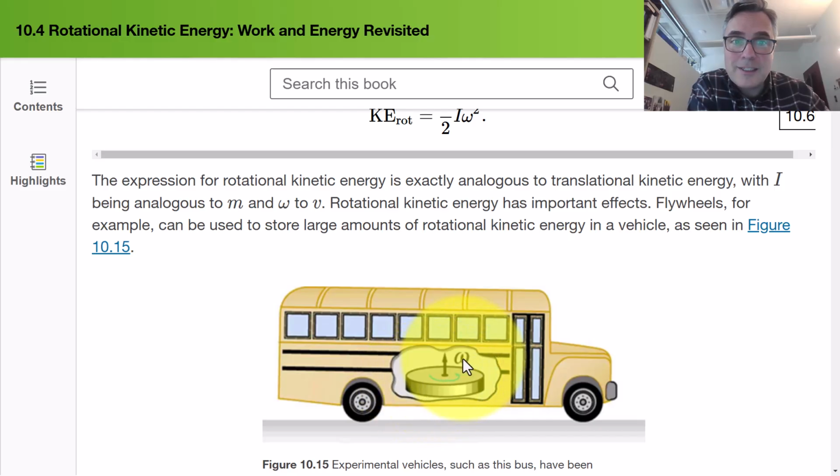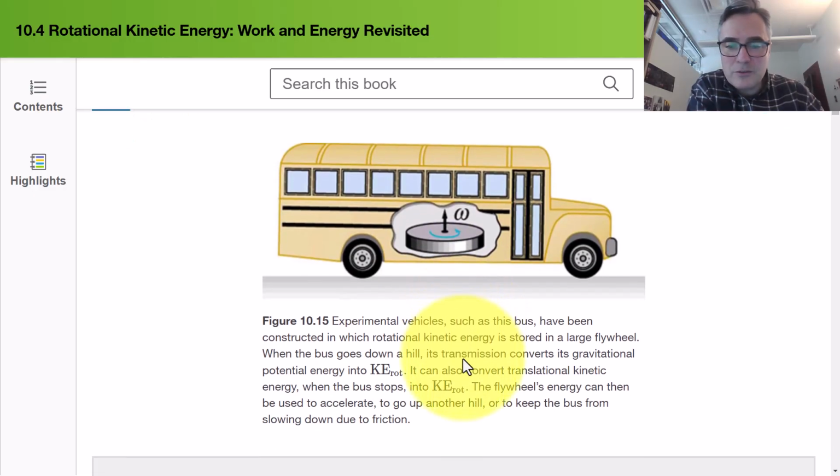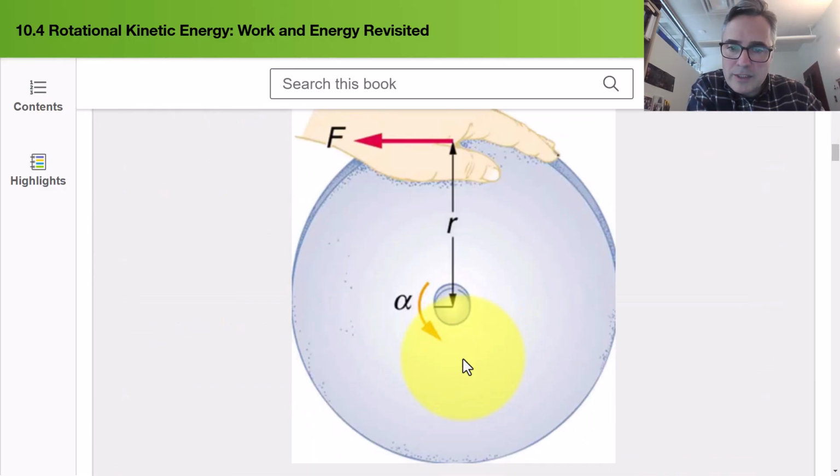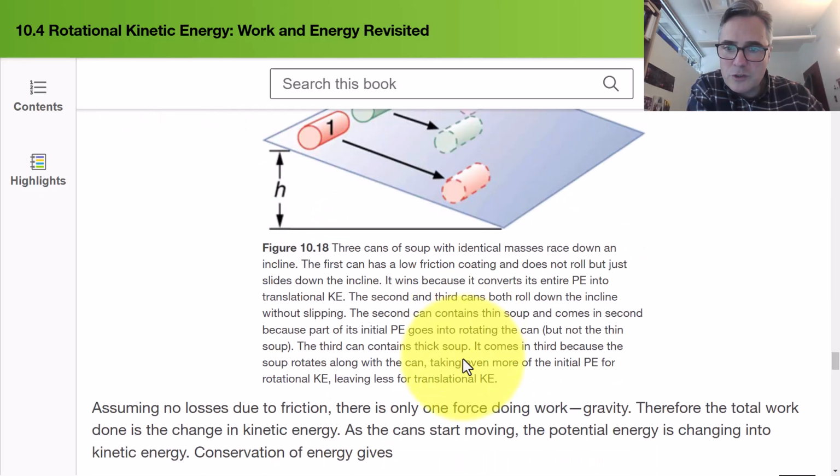It talks a bit about flywheels here. A flywheel is a massive disk that is spinning inside something, and if you slow it down, you can extract energy from it. So it's almost like a big battery. It's a way of storing energy. There's some examples of this. Helicopters, and then the can of soup race.